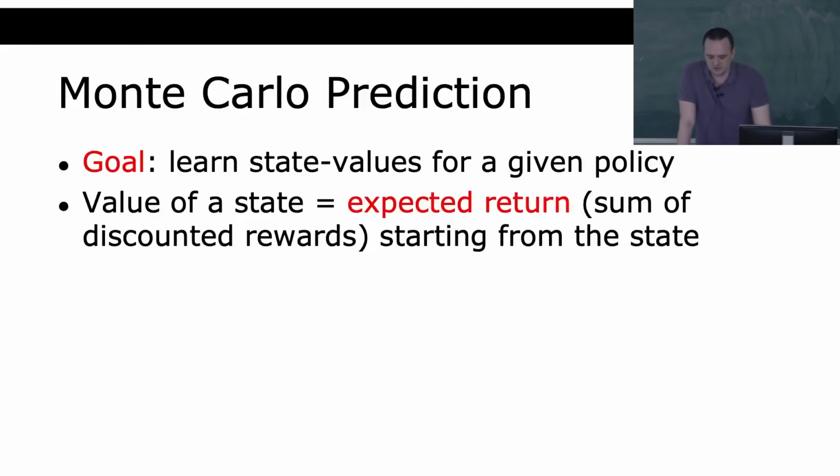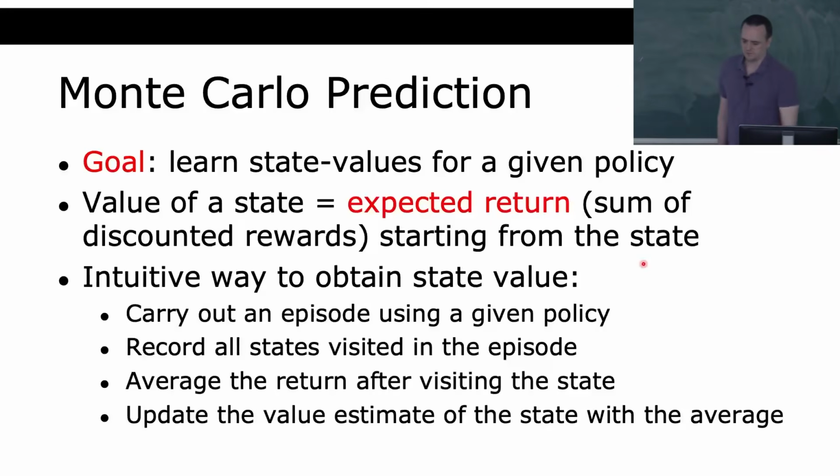So the value of a state is the expected return, which is the sum of discounted rewards starting from that state. Okay, we've talked about that a bunch already. So the intuitive thing that we're going to do to use the Monte Carlo method for this is to first carry out an episode using the policy that we currently have.